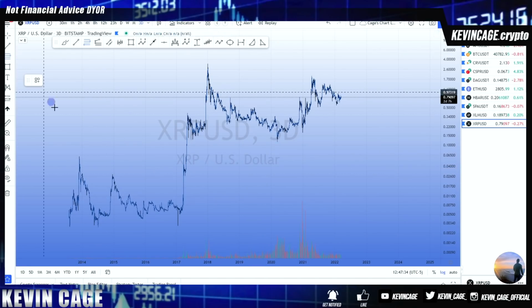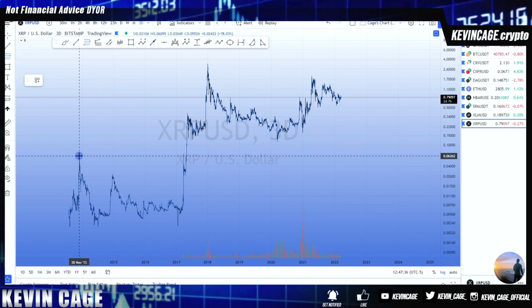I love looking at the macro, focus on the monthly, the weekly, or even the 3-day. Now, we're going to draw a Fibonacci retracement looking at the previous all-time high back in November of 2013 for XRP when it was only around, let's say, 6 cents.